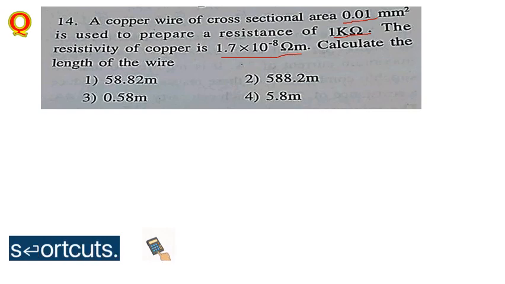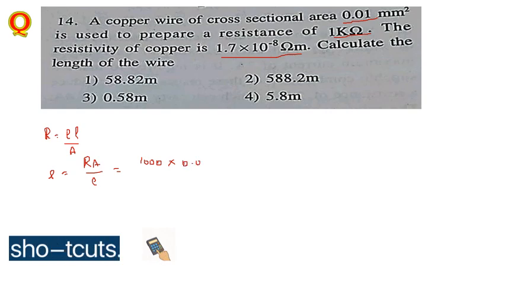So the same formula here: R is equal to rho L divided by A. From this, what we have to find out is the L value. So you keep L on this side: L is equal to R A divided by rho. R value here is 1 kilo ohm, that is 1000 ohm, into the area they have given, 0.01 millimeter square. We have to convert this, that is 10 power minus 3 whole square, which gives 10 power minus 6, divided by the resistivity they have given, 1.7 into 10 power minus 8.